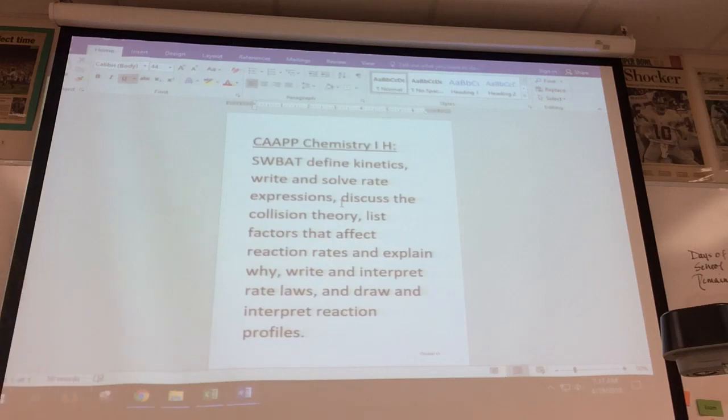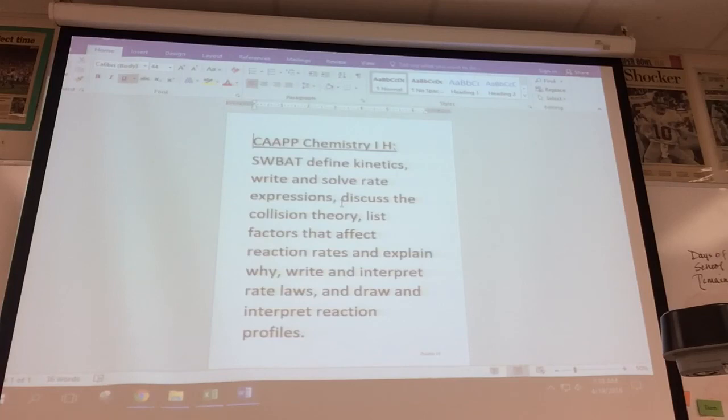We've been talking about kinetics, and last time we learned how to write and solve rate expressions. We talked about the collision theory, where particles must hit one another with enough force to overcome the activation energy, and the particles must be oriented properly for an effective collision. Any factor that increases the likelihood of an effective collision will increase reaction rate. And one of those factors we mentioned was concentration.